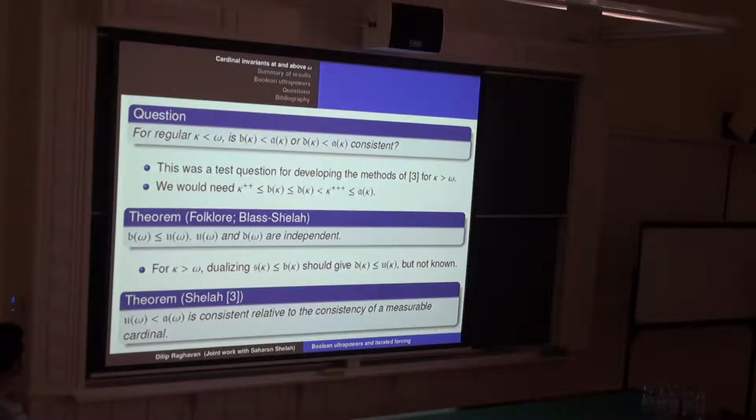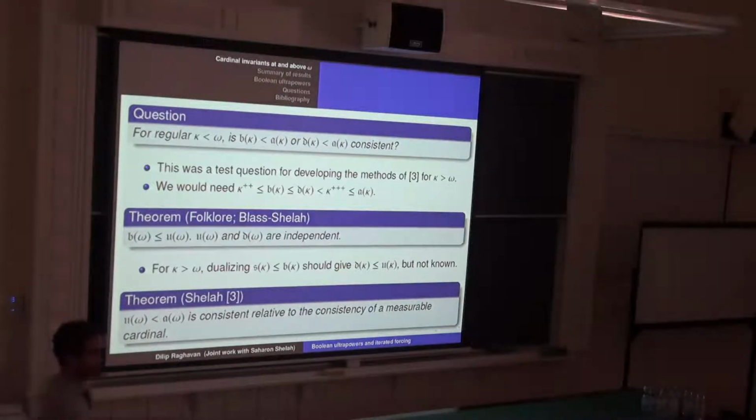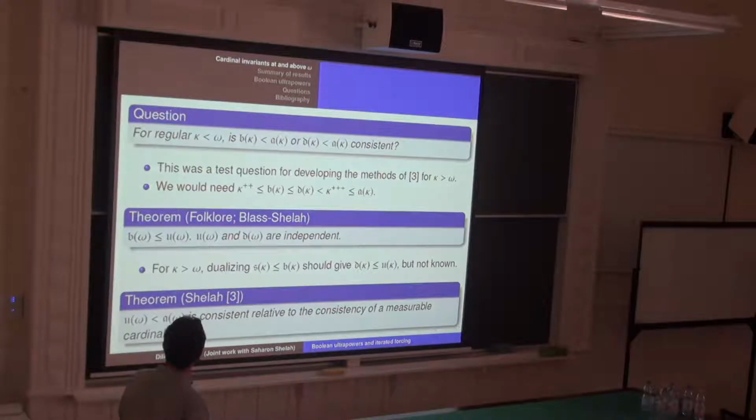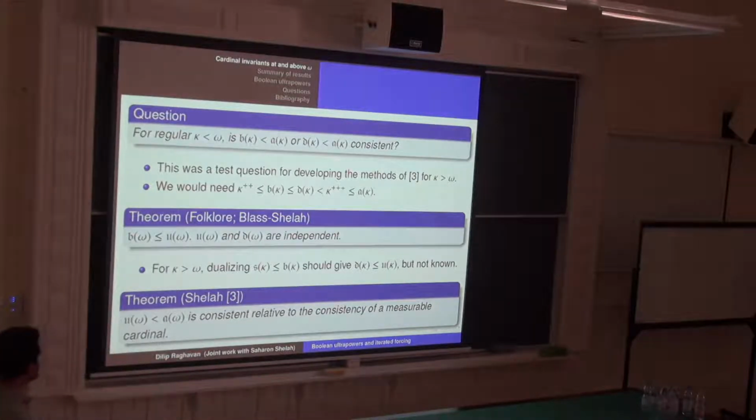I should probably also have put Goldstern-Shelah here, right? They produced this model where D is less than U. Is that right? Yeah, something like that. Or R is less than U. Okay, so I should have put at least their paper here. Anyway.